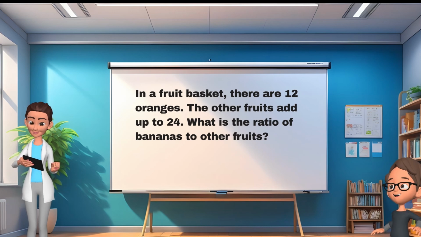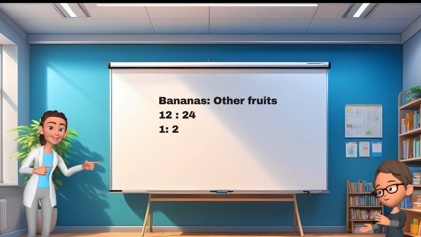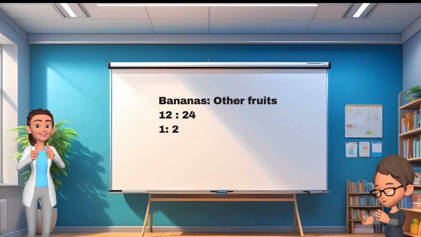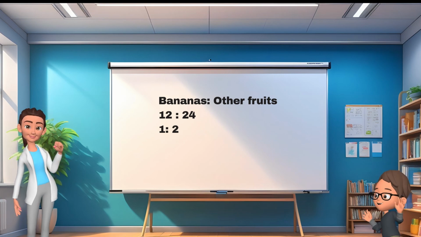Here's one for you, Evan. Give it a go. For this, I would write bananas to other fruits. We have 12 bananas and 24 other fruits. So I write it as 12 to 24. I can actually simplify it further to make it 1 to 2.